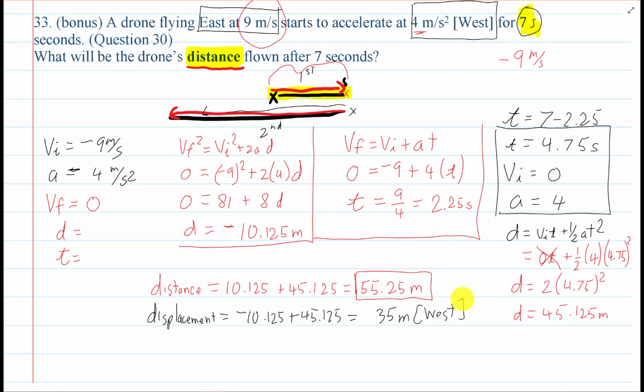Okay, so the trick to doing a distance one is you have to look at it till it stops, because once it turns around, the distance is increasing, but the displacement's going back, going down. So that's the key point. You have to go to where it stops. So both of these calculations, VF was 0, and over here, VI was 0.